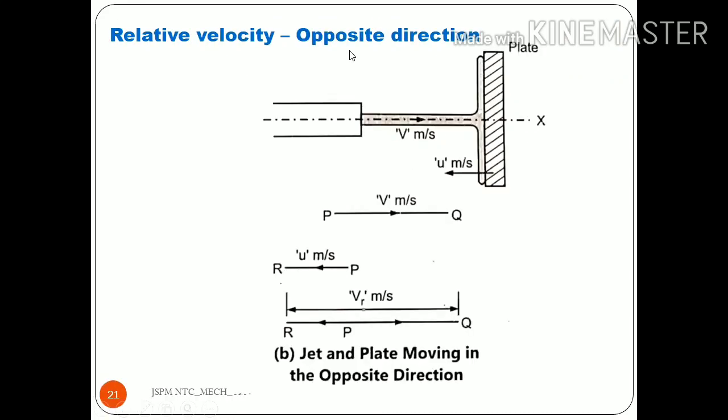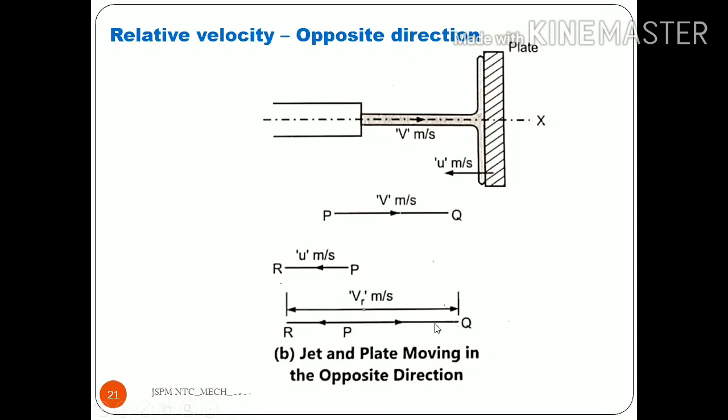And we'll see the relative velocity for the opposite direction. See here, the direction of the jet is in this direction, and the direction of the plate velocity is in this direction. Both are in opposite directions. So PQ has this direction, and the plate PR has this direction. Here we can represent this: PQ is this, and PR is this.